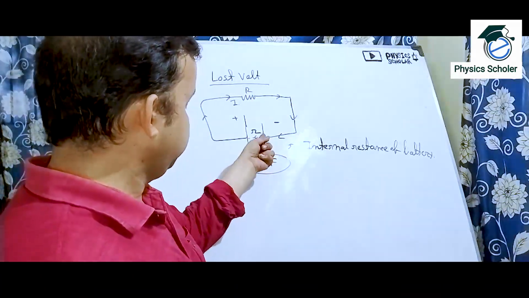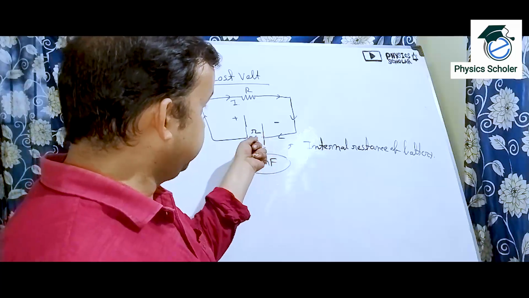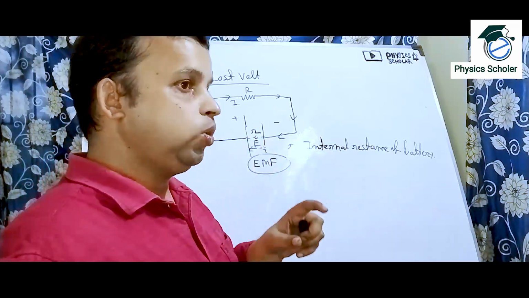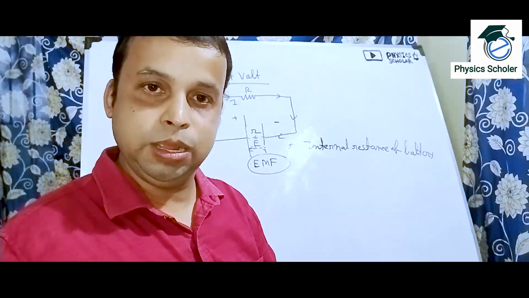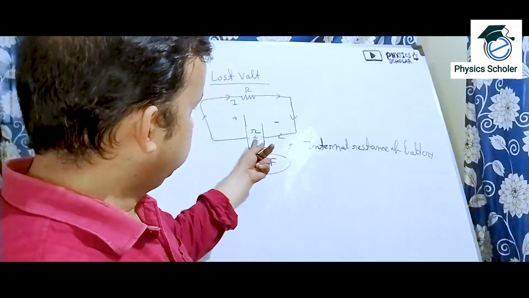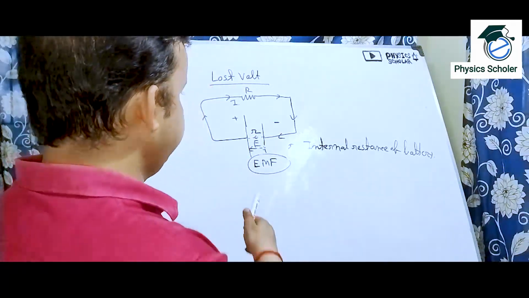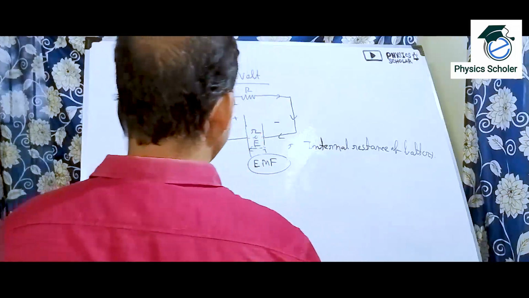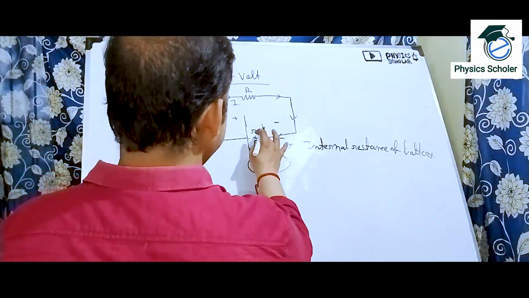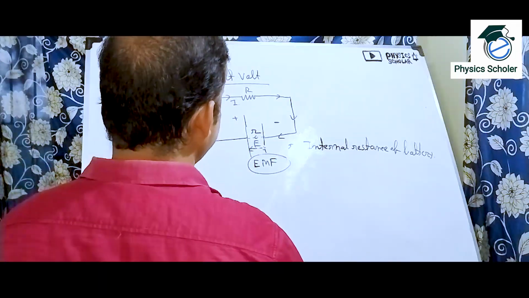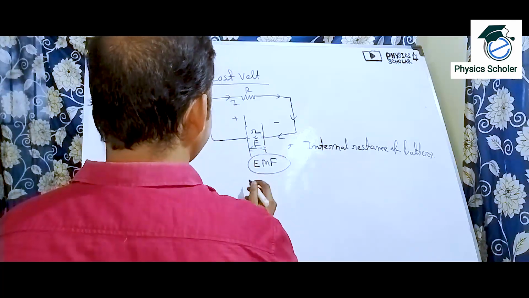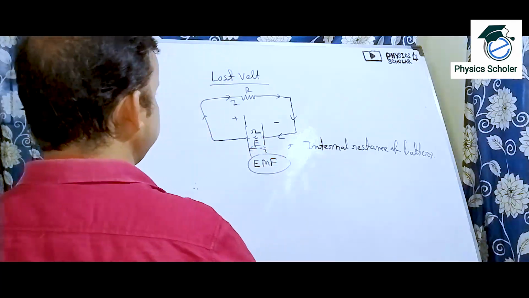Now when the current is flowing inside the battery, the chemicals which are used inside the battery, acid or whatever, will also offer a resistance. That is known as internal resistance, and E is equal to EMF. So that is known as the internal resistance of the battery.